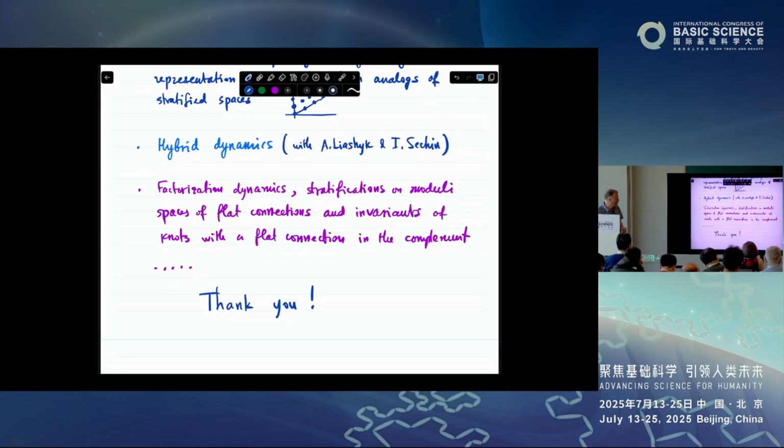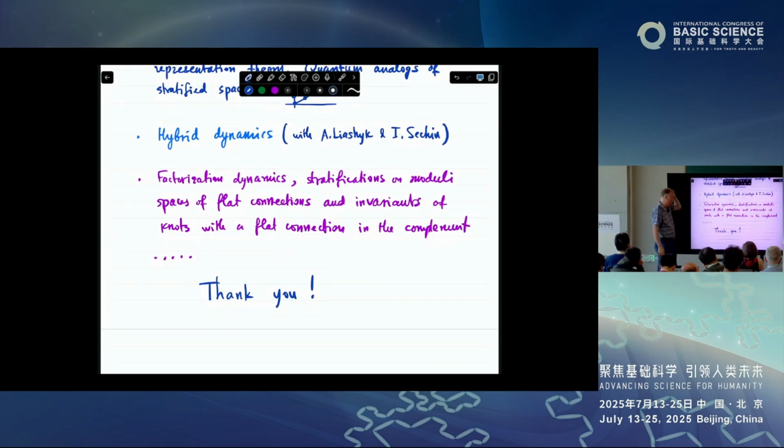Then there is something called hybrid dynamics. I think I'm running out of time, right? Okay. Hybrid dynamics is the work that we did with Leszek and Sechin.